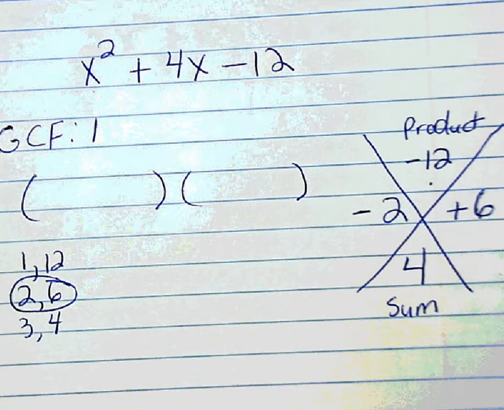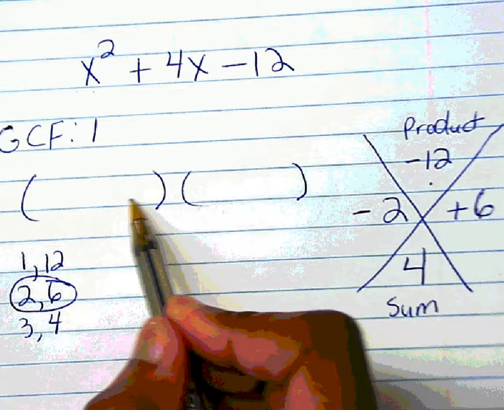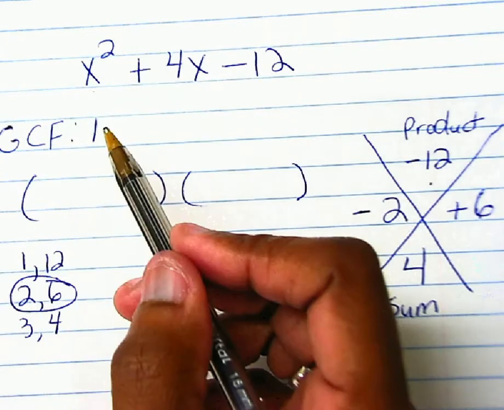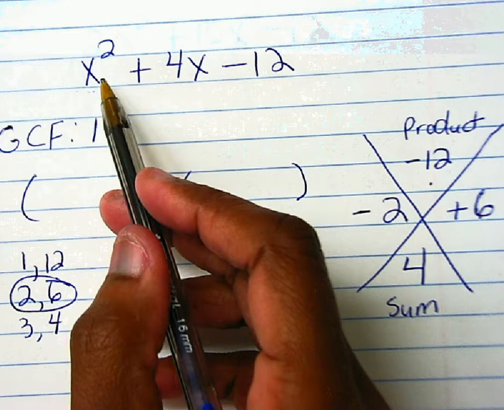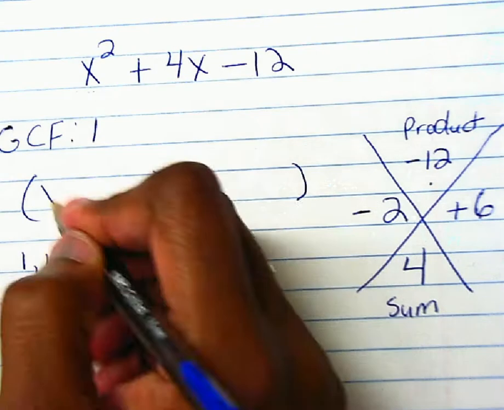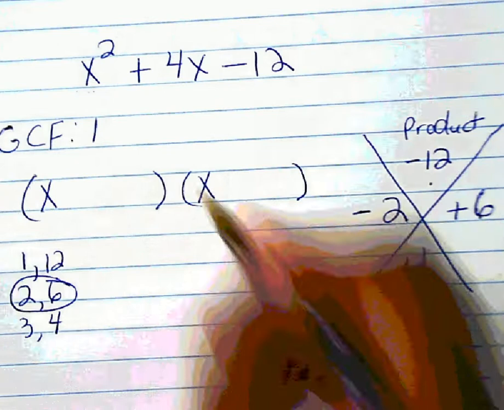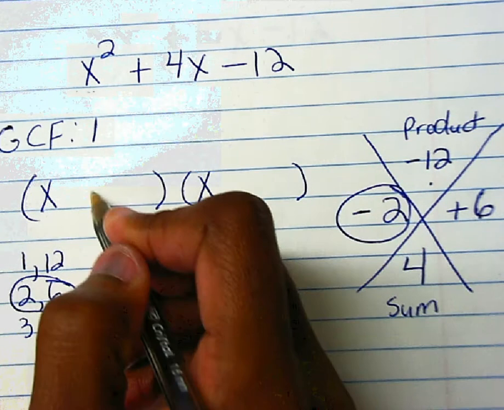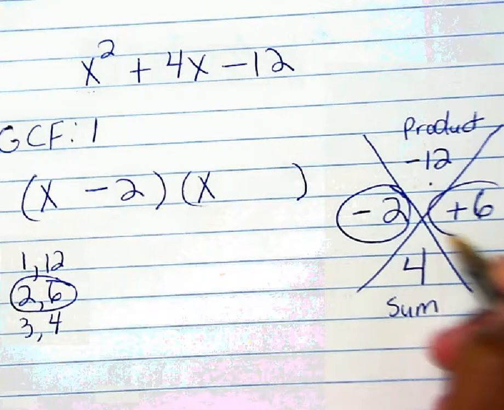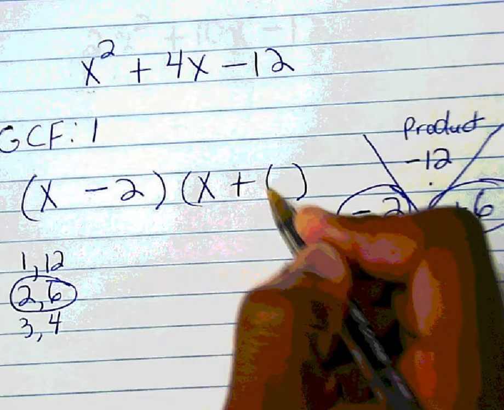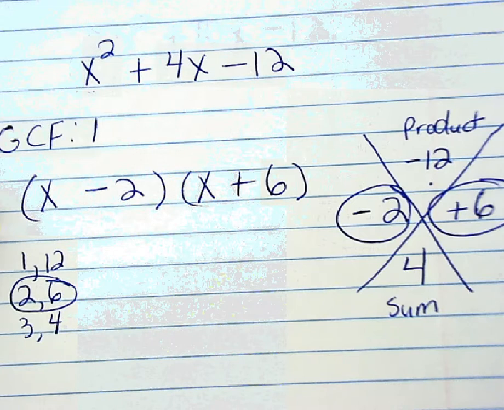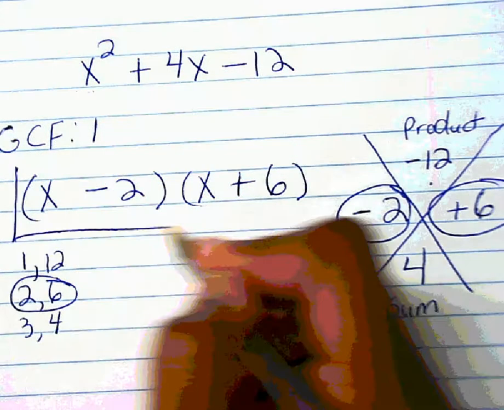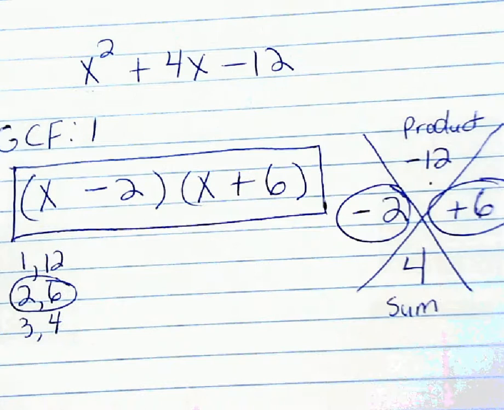Okay? In order to get what I start with in my binomial, I'm going to take the square root of this, because remember I had to multiply to get that. So in order to get x squared, I had to multiply x times x. And to get the remaining terms in my binomial, it's going to be minus 2 and plus 6. And if I multiply those out, I will get the trinomial. So here's my final answer. Pretty simple.